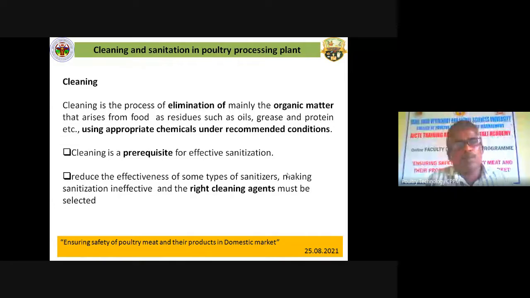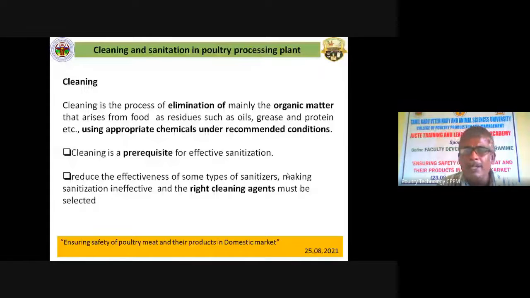Cleaning, what we are going to talk about is related to the meat processing plant, and it is applicable to all types of food processing plants. Generally the term cleaning denotes the elimination of organic matter, especially oil, grease, protein, whatever food residues are on the floor of the food processing plant. We eliminate this organic matter using appropriate chemicals under recommended conditions. For each chemical there is a recommended condition. For example, the chemical may require a particular pH or particular hardness of water. So we have to provide the recommended conditions and use appropriate chemicals to ensure cleaning.